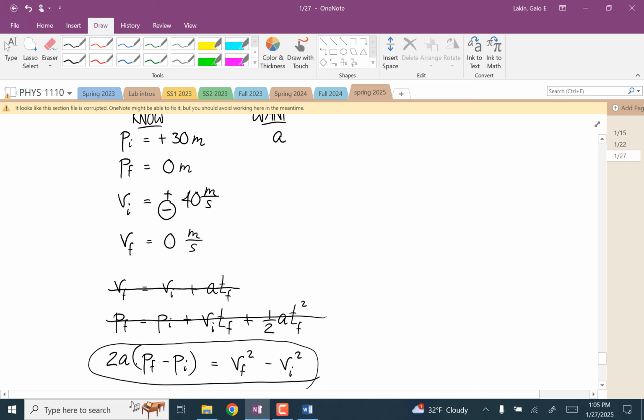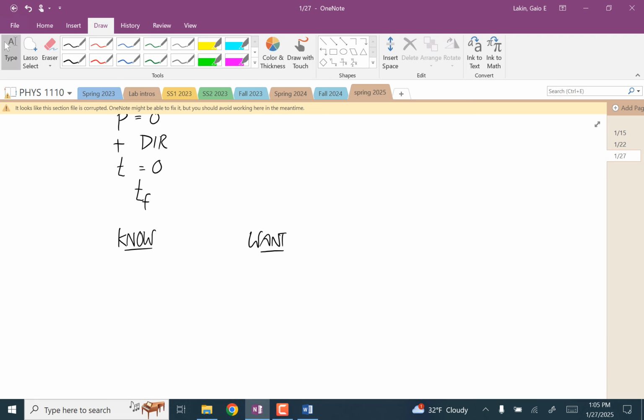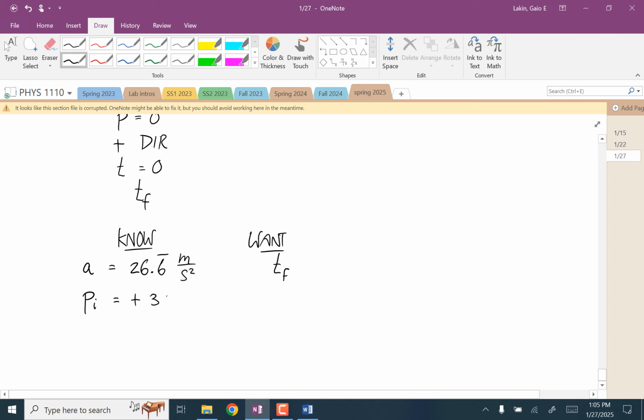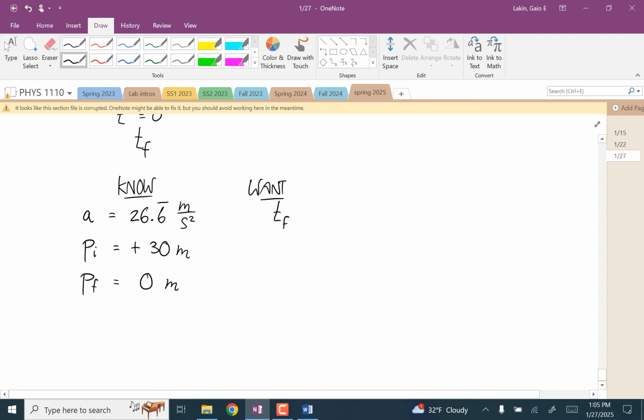Let's see. And now I know the acceleration too. We calculated that. So now I know that acceleration is 26.6, repeating. I want to find time final. My initial position is still positive 30 meters. My final position is still 0. My initial velocity is still negative 40. And my final velocity is still 0.